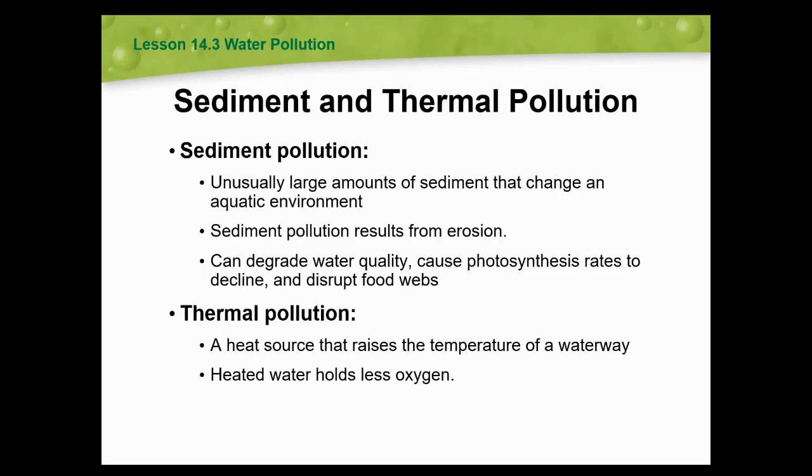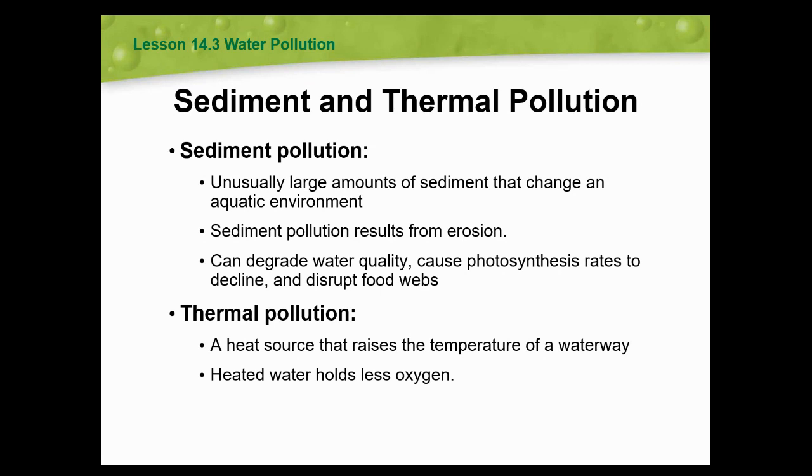All right, next is sediment and thermal pollution. These things we don't normally think of as pollution, so this is kind of an interesting area. Sediment pollution is when you have unusually large amounts of sediment, which is basically like dirt, that changes the aquatic environment. Imagine you have a beautiful pond, you can see through to the bottom, and suddenly you get construction nearby. The construction removes a bunch of plants, which causes increased levels of erosion, which means that you have a bunch of dirt that ends up in the pond.